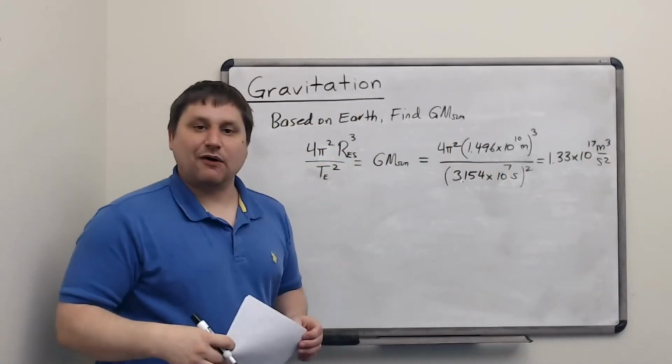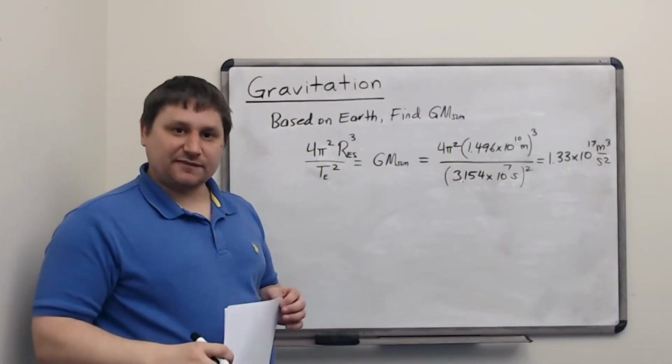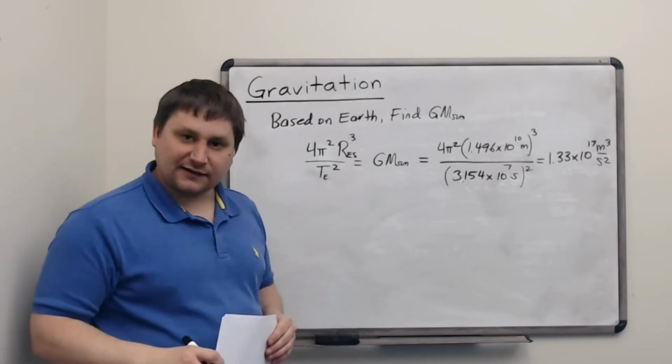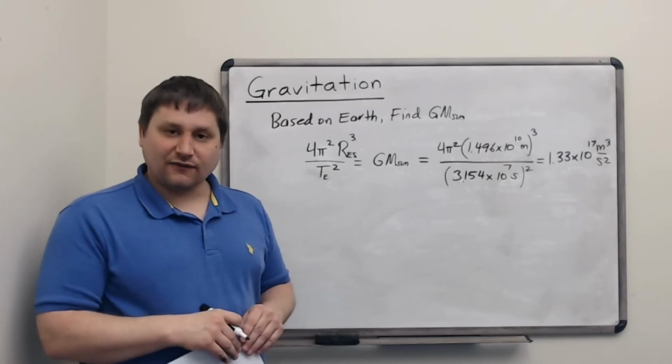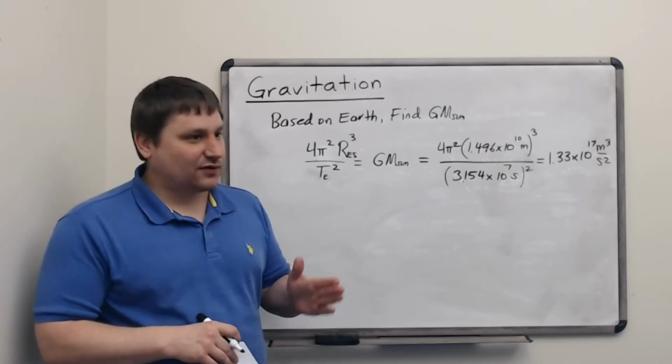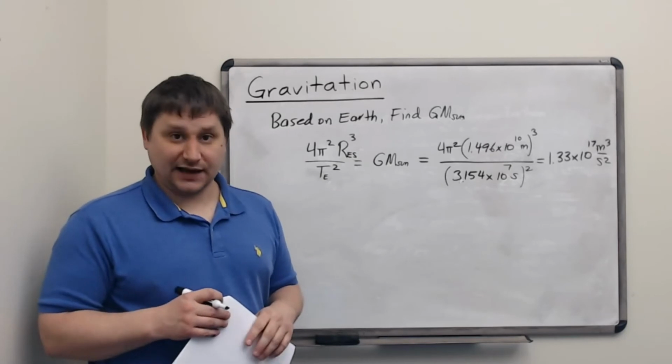And that value is now a property of the Sun. It's related to its mass and a global universal constant. So it could be used to predict the periods and radii of all other sorts of planets, asteroids, anything that orbits the Sun.